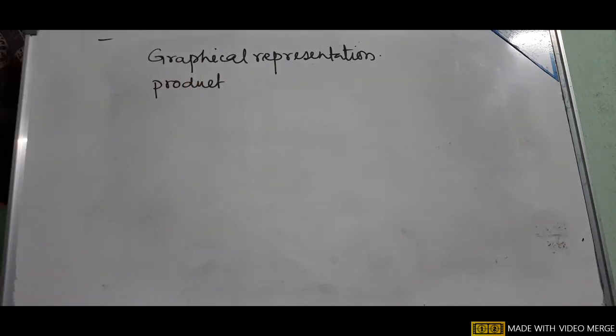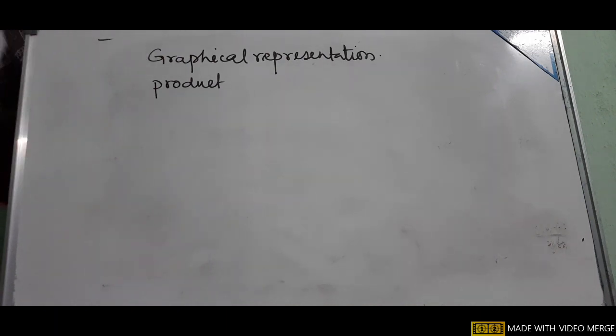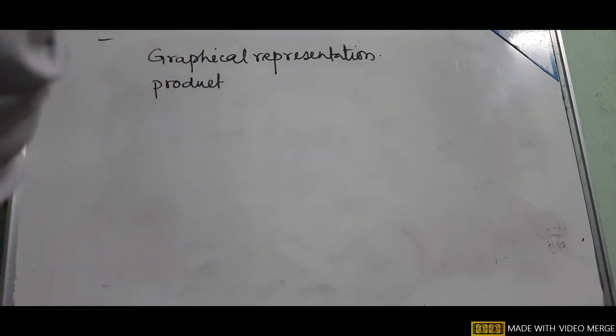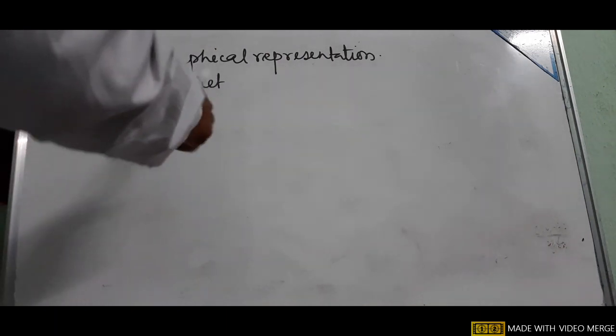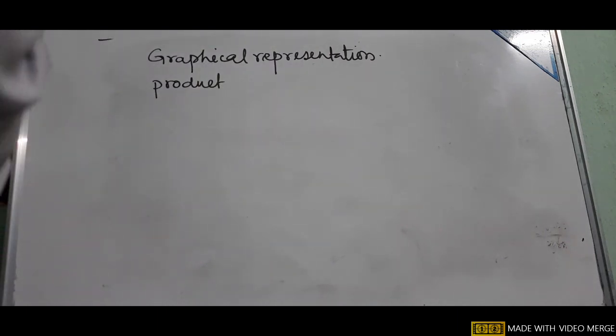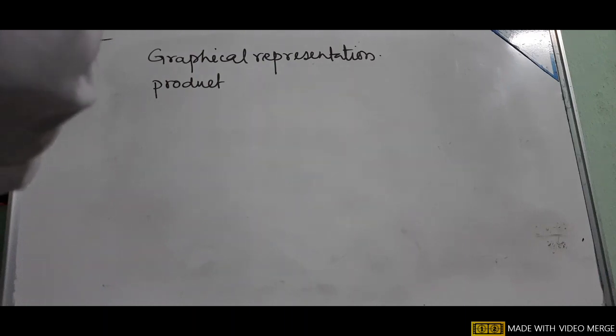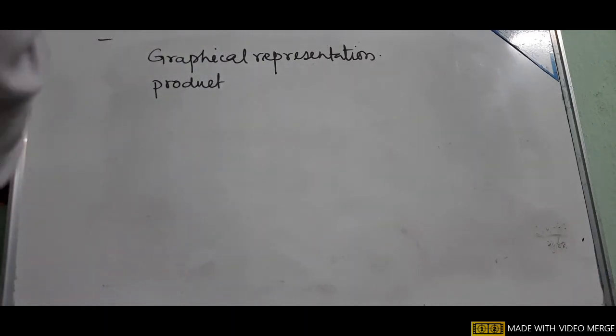This is the continuation of the complex variable, as I was teaching about the graphical representation of the complex number. The sum and the difference of two complex numbers, and how they are represented graphically, I have discussed. Now I'll discuss how the product of two complex numbers, or n complex numbers, is graphically represented.